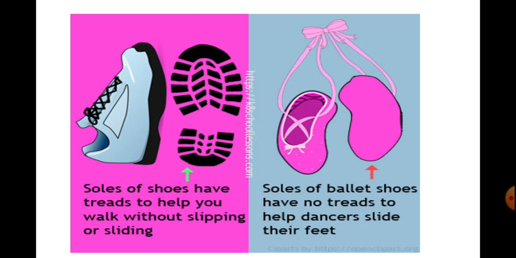The soles of shoes have treads to help you walk without slipping or sliding. You must have seen that in the soles of your shoes, treads are there which prevent you from slipping. Whereas the soles of ballet shoes have no treads. Why do they have no treads? To help the dancers slide their feet.